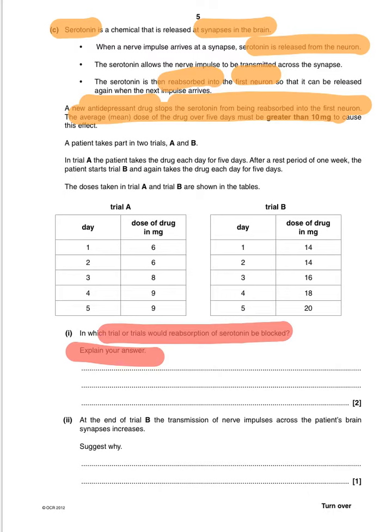A patient takes part in 2 trials, A and B. In trial A, the patient takes the drug each day for 5 days.